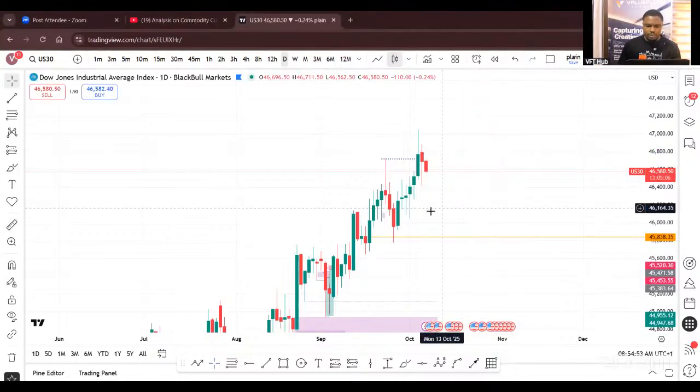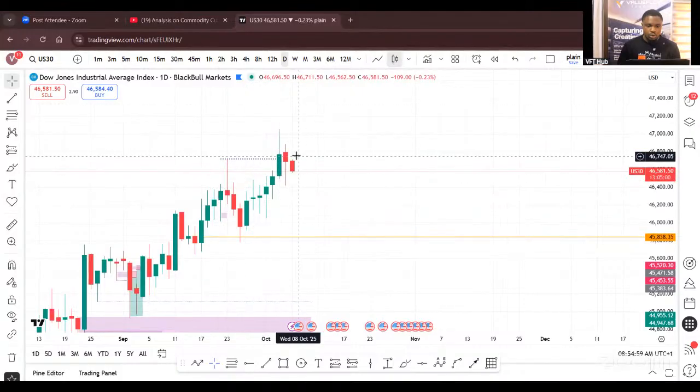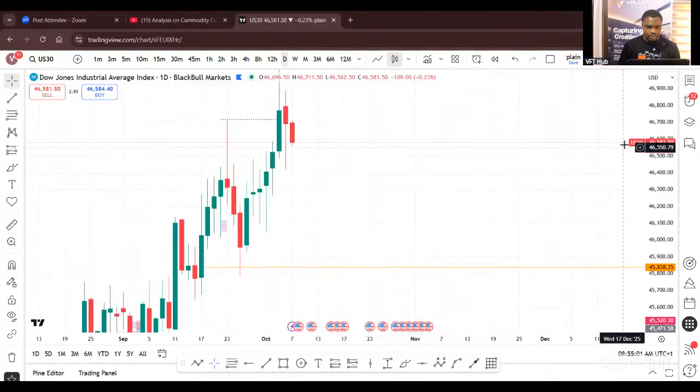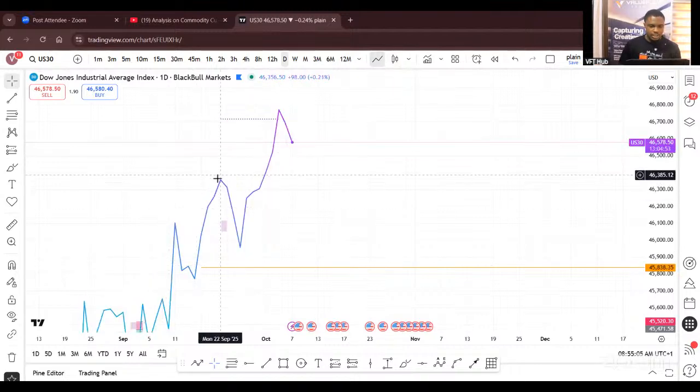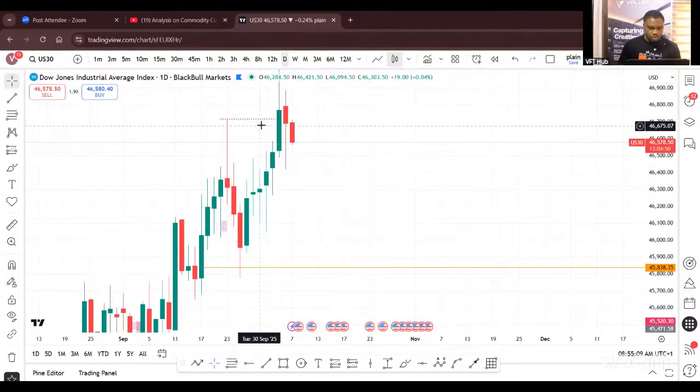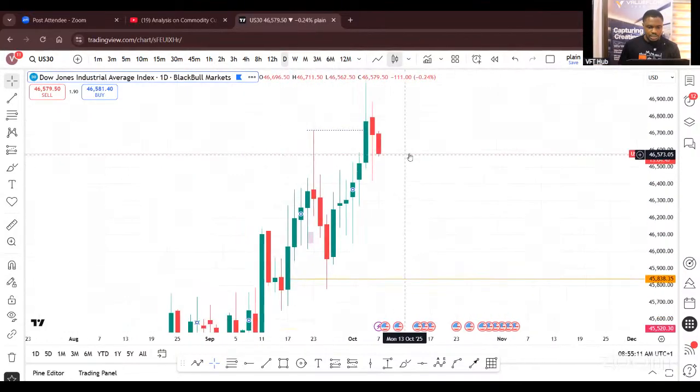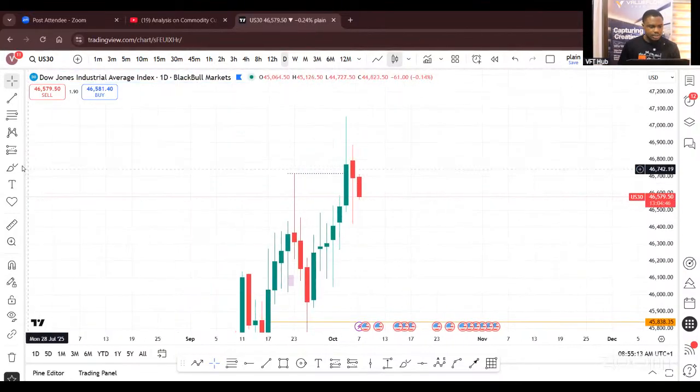So from here, we can see that there's a clear break of structure, right? There's a clear break of structure on the daily time frame. If you're not sure about it, use your line chart to see. Line chart shows that it's clear, right? A clear break of structure, and then price is coming back. We have this entire range to work with.